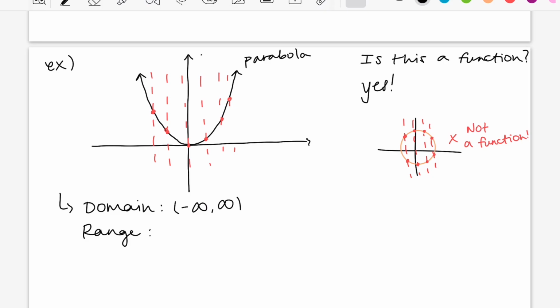And then our range is going to be all of our possible y values, all of our possible outputs. And as you can see, this graph is going forever and ever in this direction and never crosses our x-axis, so it's never going to be negative. So all of our outputs are going to go from 0 all the way to positive infinity. So only positive outputs.